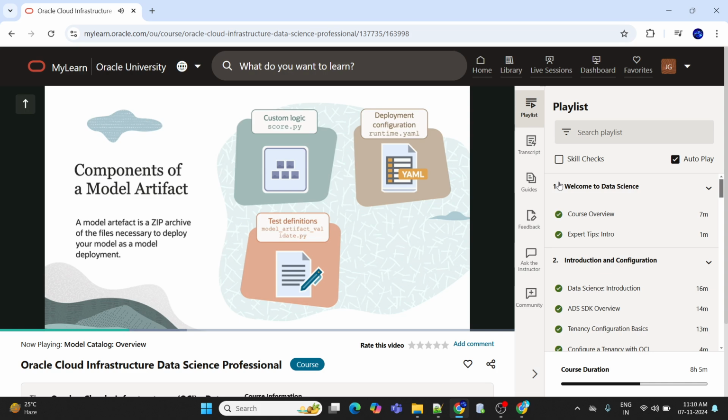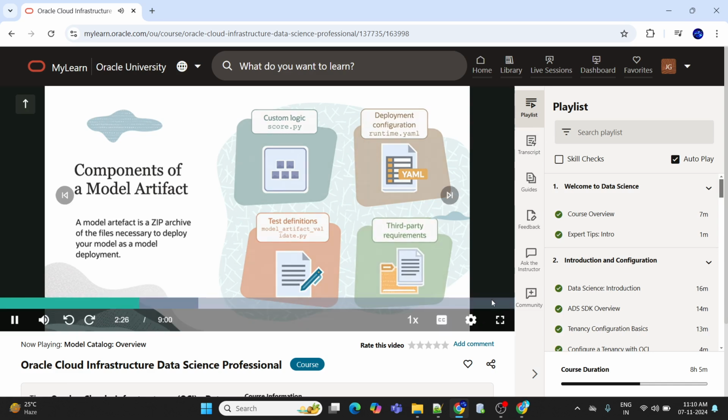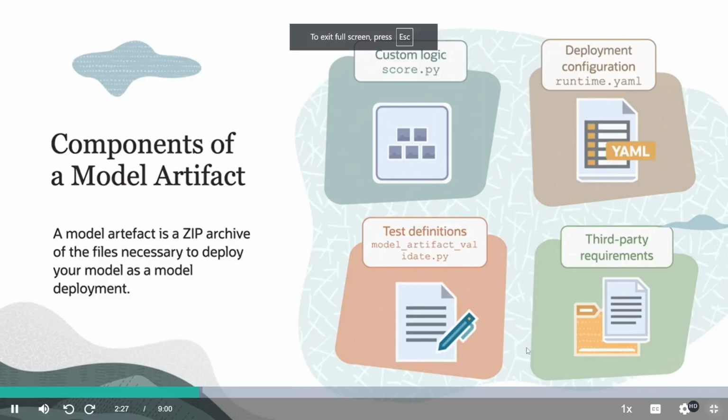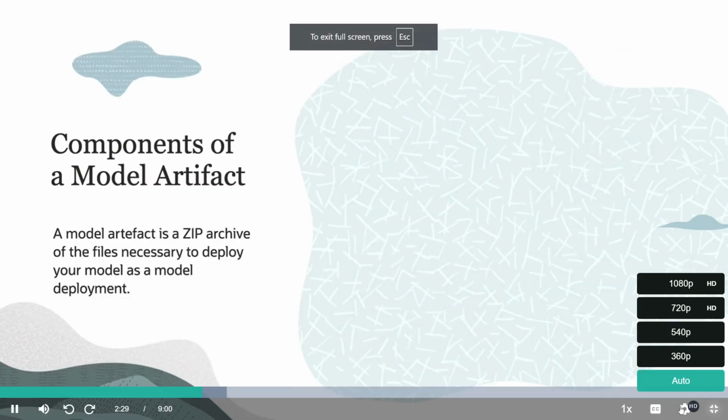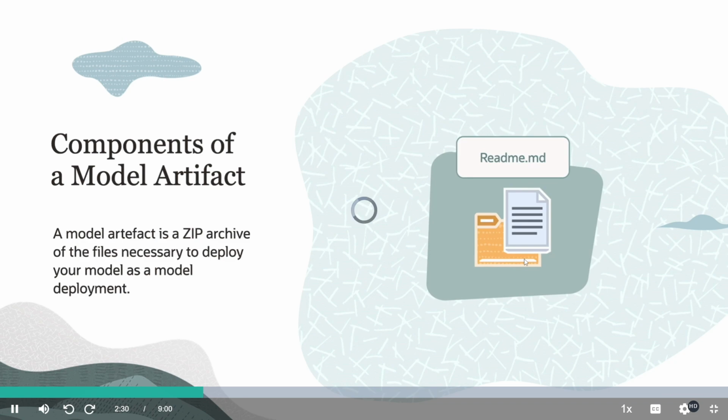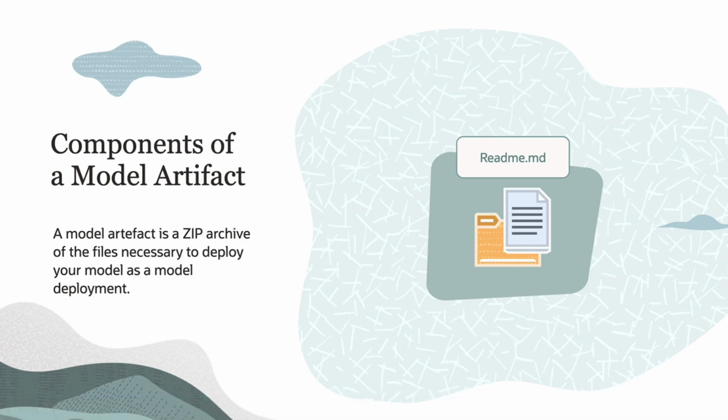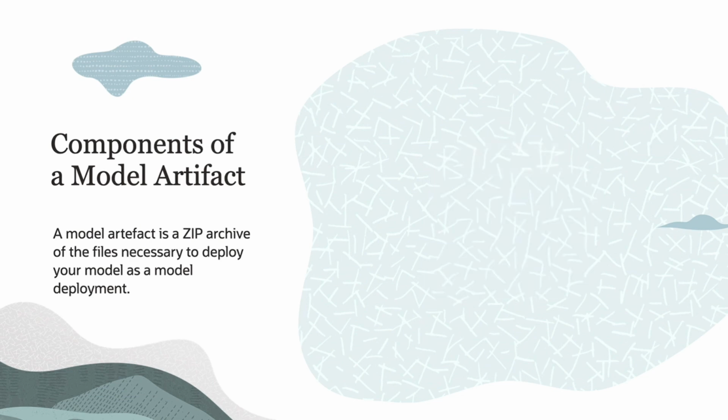These model introspection tests capture many of the most common errors when preparing a model artifact. There is also a requirements text file that lists the third-party dependencies that you must install in your local environment before running introspection tests. The readme.md file gives you a series of step-by-step instructions to prepare and save a model artifact to the model catalog. We highly recommend that you follow these steps.